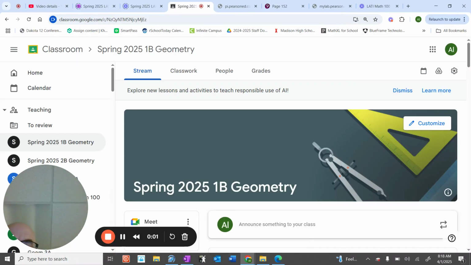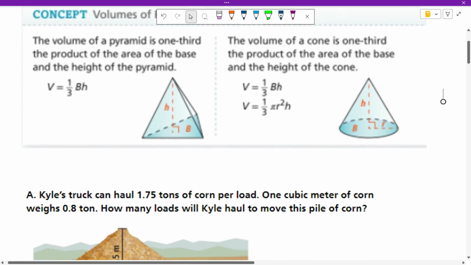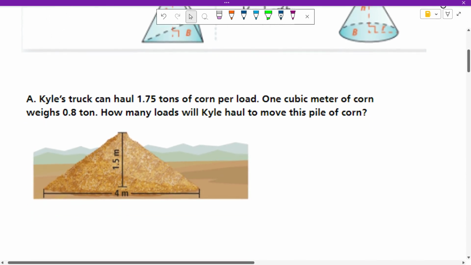All right. So those are the formulas. Kyle's truck can haul 1.75 tons of corn per load. 1 cubic meter of corn weighs 0.8 tons. How many loads will Kyle haul to move this pile of corn?